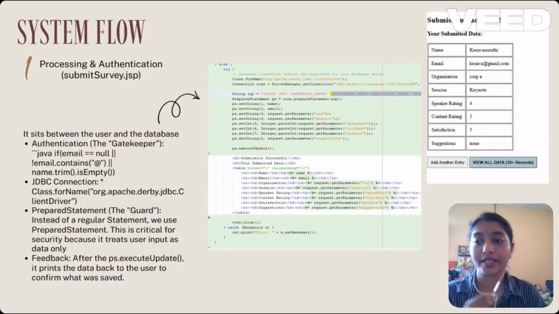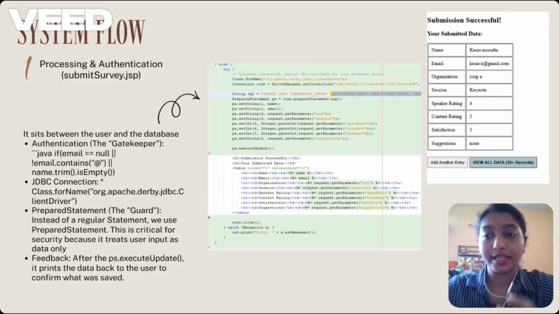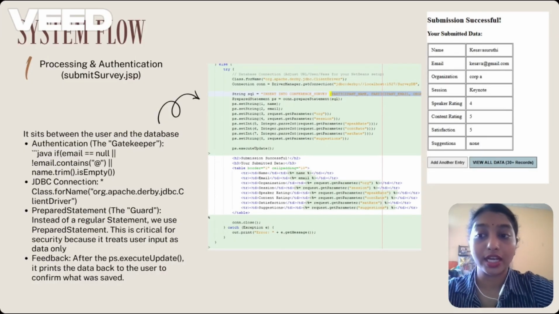Hello everyone, I'm Kesavan. My ID is 01DDT23F1175. As you saw with index.jsp, which is the user interface, now we move on to the next system flow, which is processing and authentication.